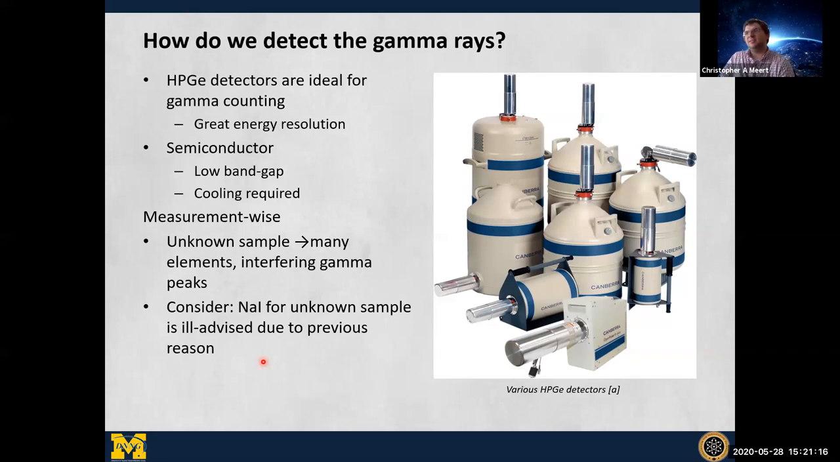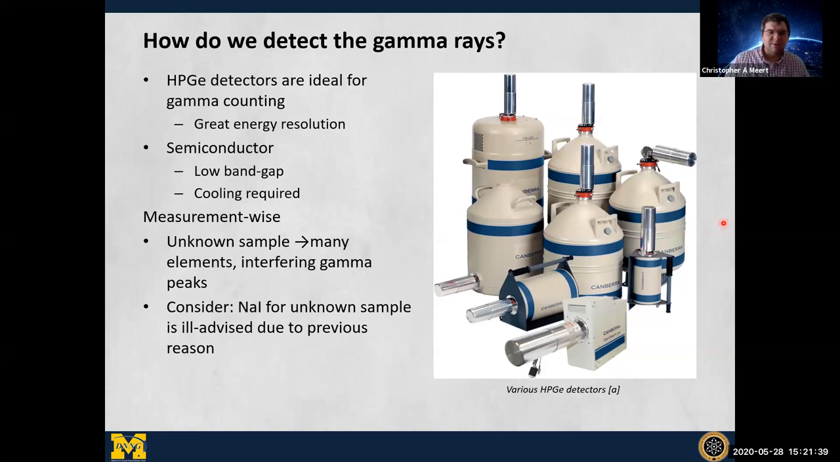Now in the measurement space, this helps us out with our unknown samples. Again, you can see all these different peaks as opposed to using, say, a sodium iodide detector, which may cause overlapping of peaks and make it very difficult for you to interpret results. And on the right, I've just shown some various pictures of some HPGe detectors. You can see all these dewars that will hold the liquid nitrogen to keep them cold enough.